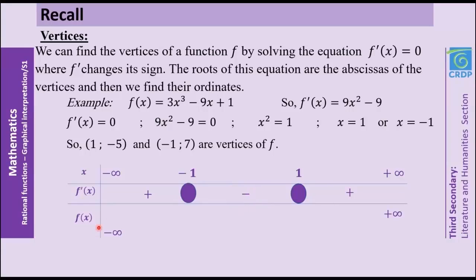After that, we need to input the limit for f of x as x tends to minus infinity and as x tends to plus infinity. Then we input the ordinates for our abscissas, and finally we need to put the status for f of x. If f prime of x is positive, then f of x would be increasing. When f prime is negative, f of x would be decreasing.